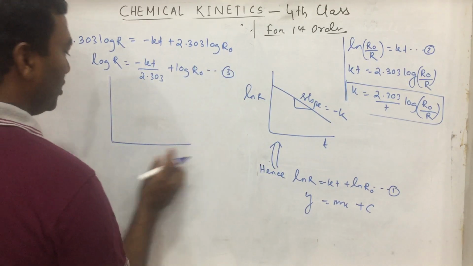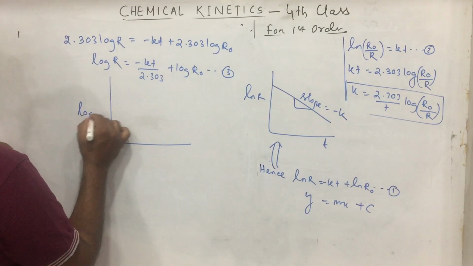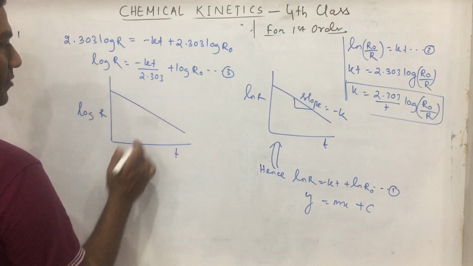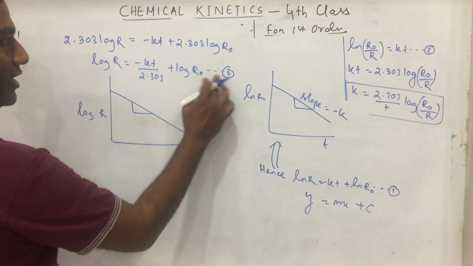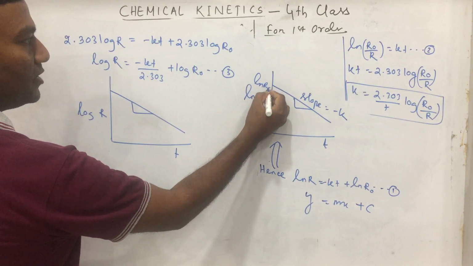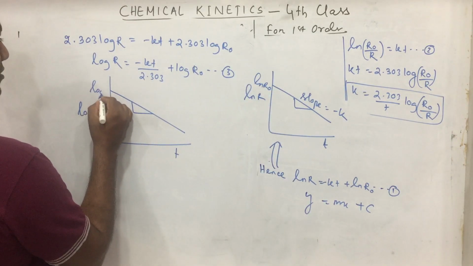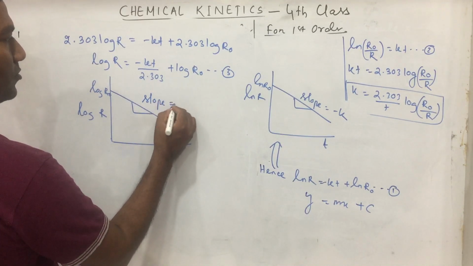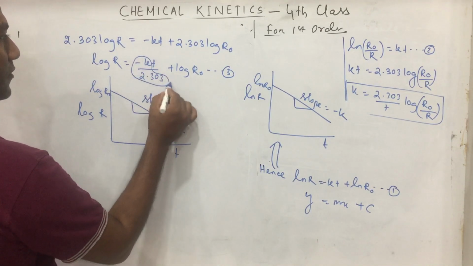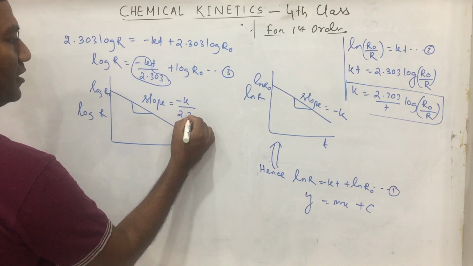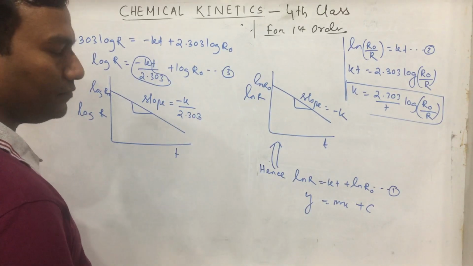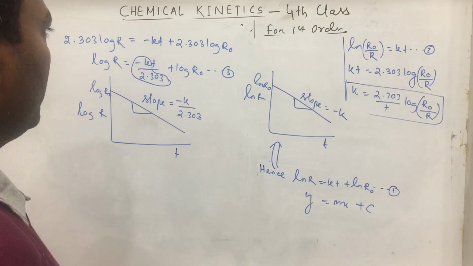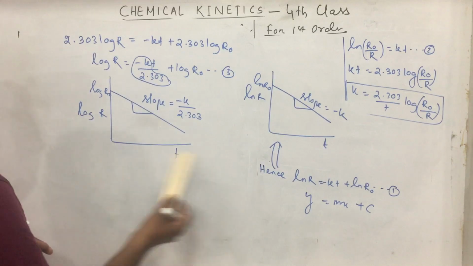Again in this equation, if you plot the graph of log r versus t, the graph format is the same but the slope is different. What is the y-intercept? Here the y-intercept is ln r naught, and here the y-intercept is log r naught. If you take the slope, this is minus k divided by 2.303. Okay, so this is the graph in log form.